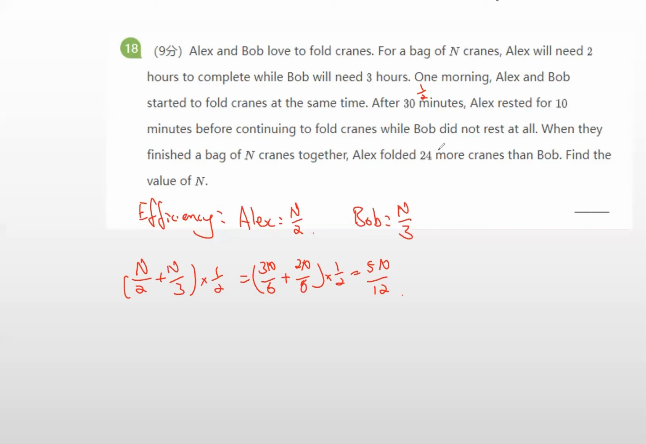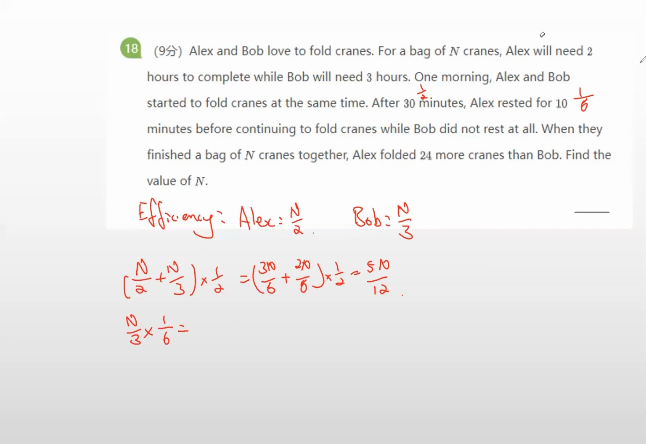Is that okay? Then they rested for 10 minutes. So in that 10 minutes, Alex is not folding any prints, but Bob is folding prints on his own. So Bob has folded N over three times that, and we know 10 minutes is just 1/6 of an hour, right? Okay for everyone. So in 10 minutes, Bob has folded on his own, right? So it's N over three, the efficiency, times by the time is equal to the workload.